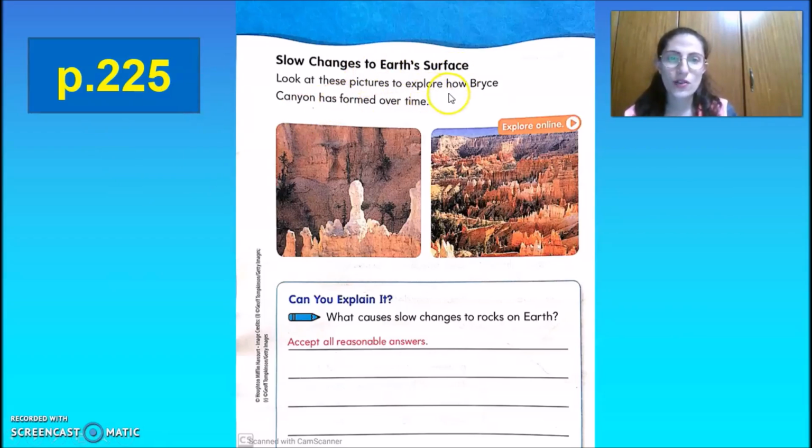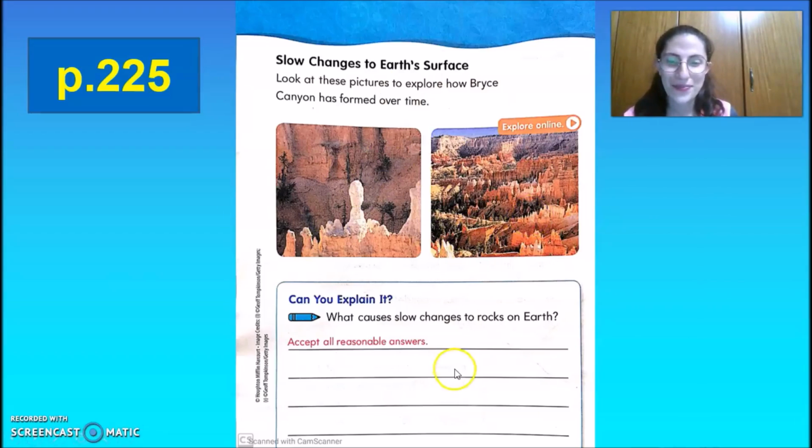Look at these pictures to explore how Bryce Canyon has formed over time. So we could see that this Bryce Canyon was made of really big rocks. What do you guys think happened for this canyon to change into these small rocks, okay? What happened? Excellent! You would think, guys, that the wind kept on hitting these rocks day after day, year after year, causing the rocks to become weaker and to start breaking into smaller pieces and changing its shape in a process called weathering that we're going to learn about in a minute.